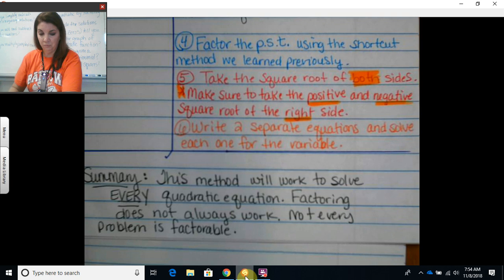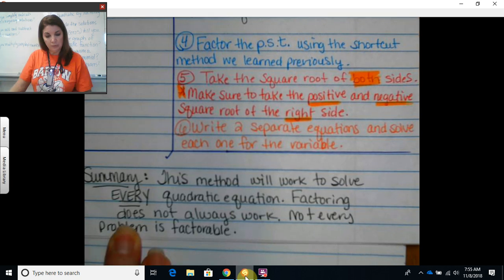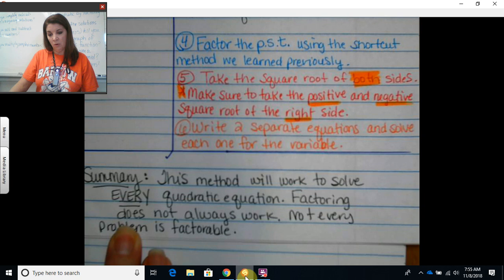Okay, so let's do an example. Now this seems like a lot of work. It kind of is, okay? This is not the quickest method that there is out there. But it is a necessary evil.